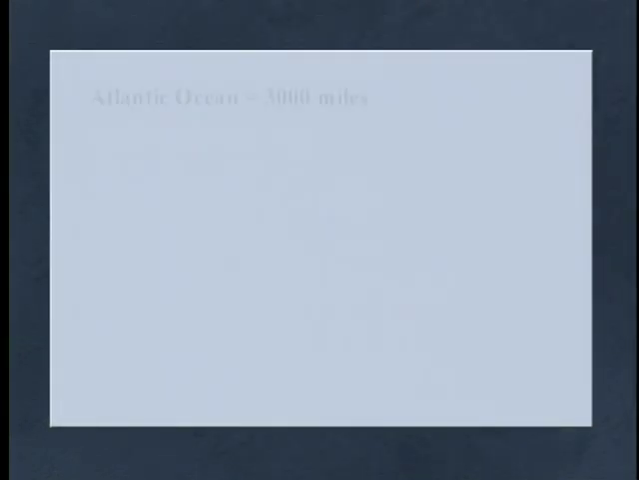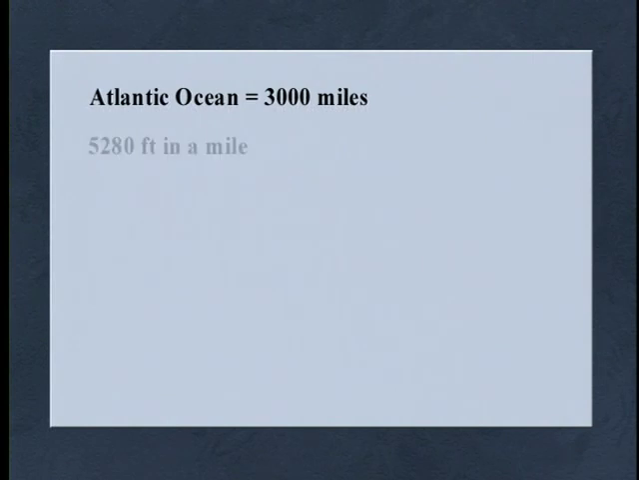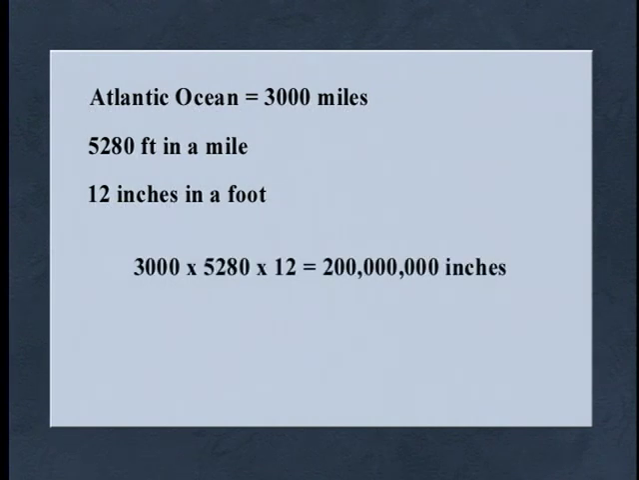I want to do a quick back of the envelope calculation to show the consequences of this gradual spreading. An inch or two a year doesn't seem like very much, but let's do the math. Now, the Atlantic Ocean, it's 3,000 miles wide. So let's say at about 1.5 inches per year, how long would it take to open an ocean that wide? Well, there are 5,280 feet in a mile and 12 inches in a foot, so you can multiply that. That's 3,000 miles times 5,280 feet per mile times 12 inches per foot. So it's about 200 million inches. That's how wide the Atlantic is.